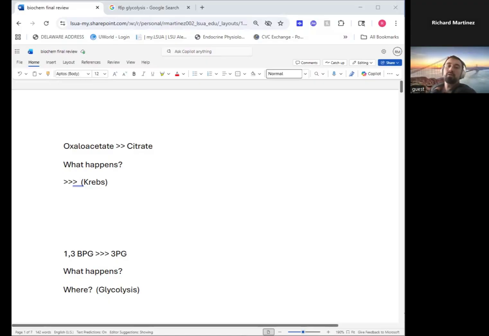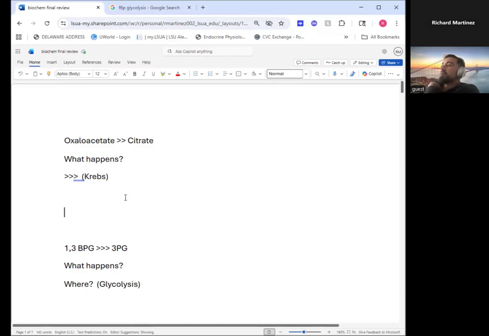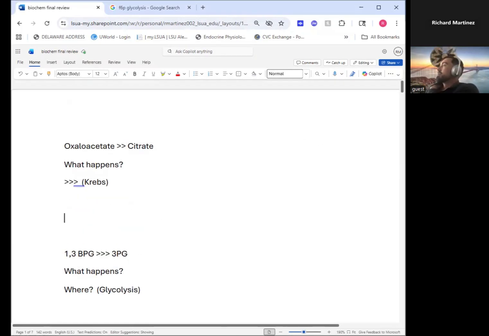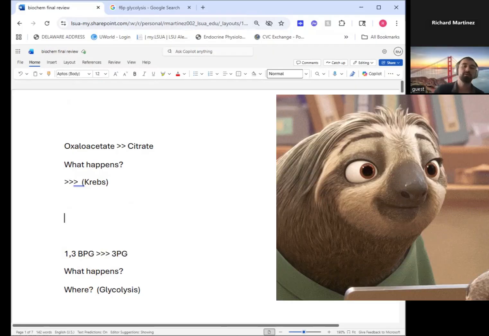Okay, cool. Hey guys. Okay, so we're gonna go over this last portion of glycolysis. We're gonna go over a little bit of Krebs. We're gonna go over kind of like a hodgepodge of a few things for metabolic processes.